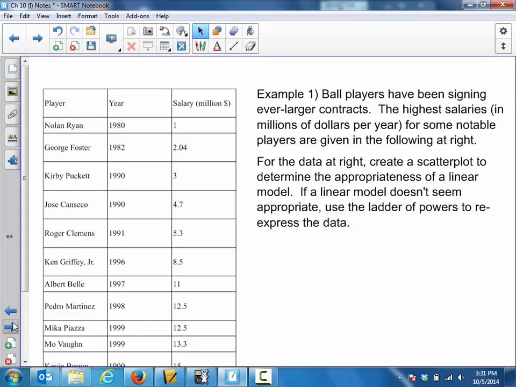You've got example 1 here. Ball players have been signing ever larger contracts. The highest salaries, in millions of dollars per year, for some notable players are given in the following at right. For the data at right, we want to create a scatter plot to determine the appropriateness of the linear model. If a linear model doesn't seem appropriate, we're going to use the ladder of powers to re-express the data and still get a linear model from this, okay?